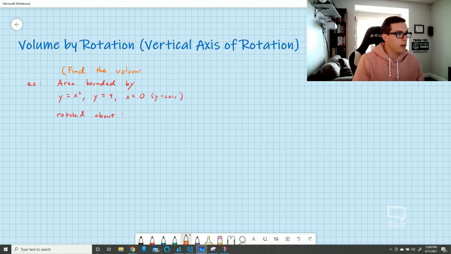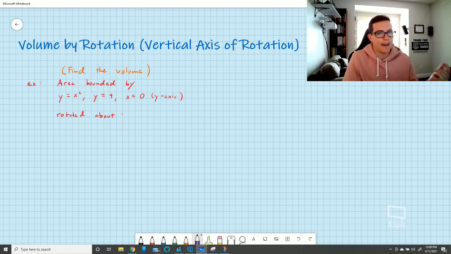I will do a couple of examples, and in this case, they're all going to be vertical axis of rotations, which changes a few things. But a lot of the steps are going to be the same. So for your discussion, you're just going to add on to what you did last time, filling in how to work the problem if it's a vertical axis of rotation.